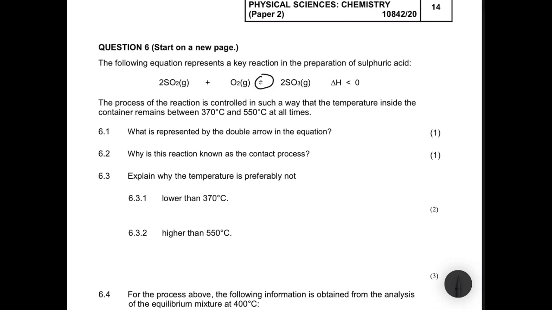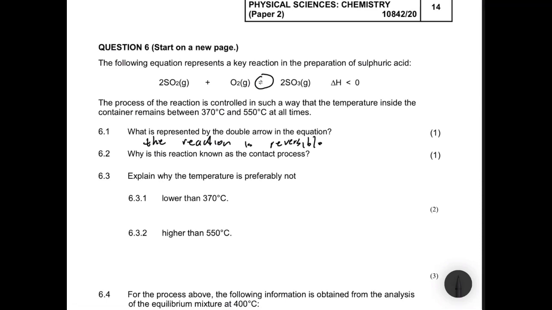In chemistry, we know fully well that if we have a double arrow, it simply means that the reaction is reversible, right? So 6.1, you just write the reaction is reversible, and you get your 1 mark. And then 6.2 says, why is this reaction known as the contact process?